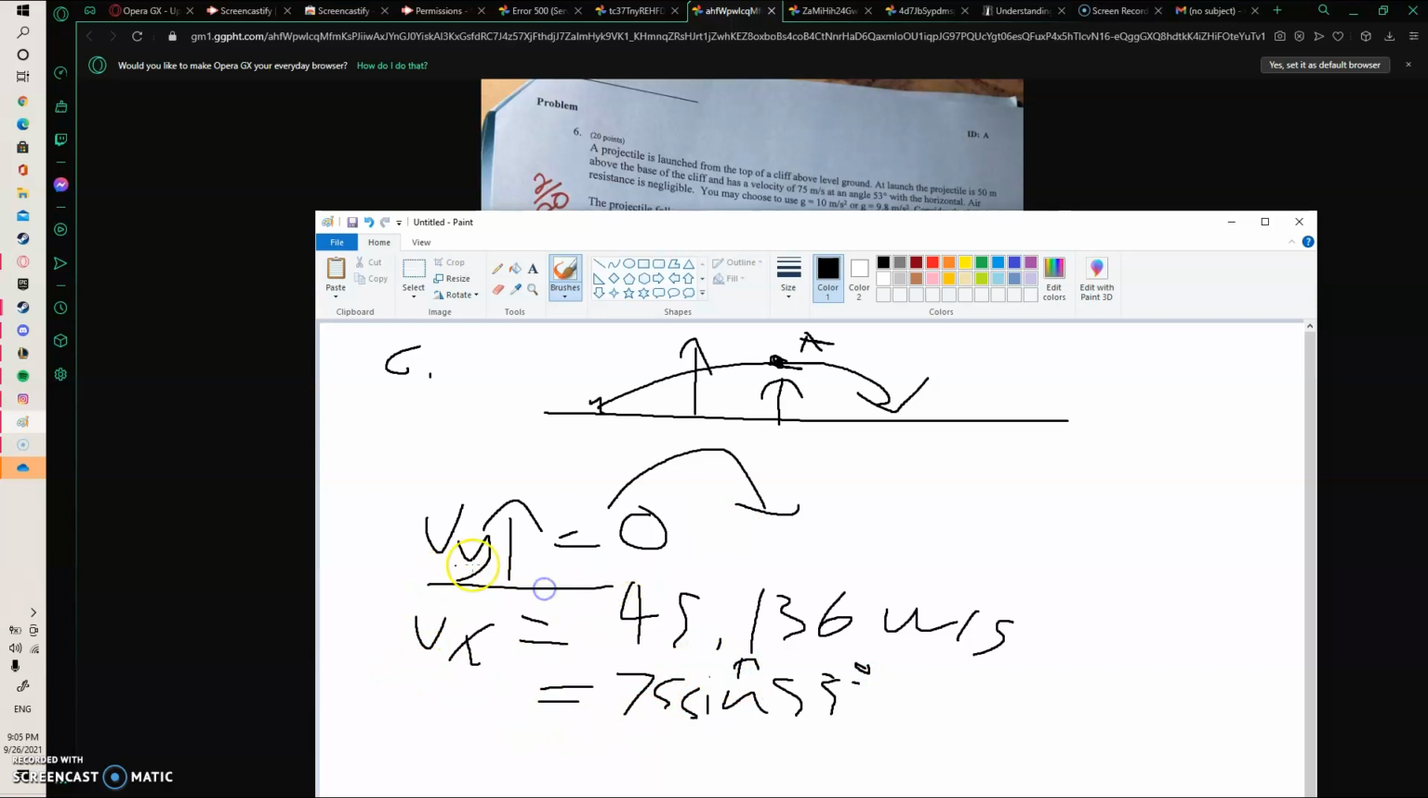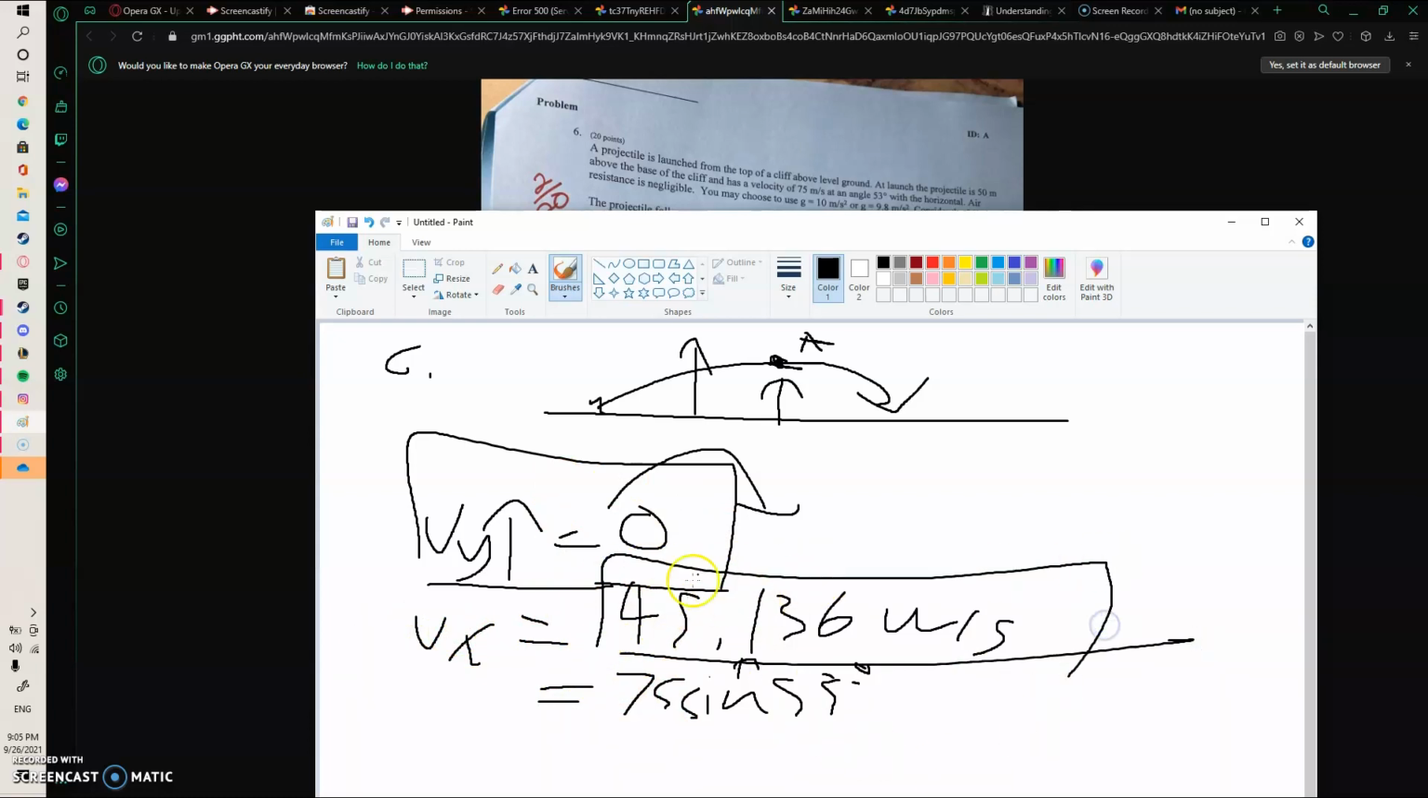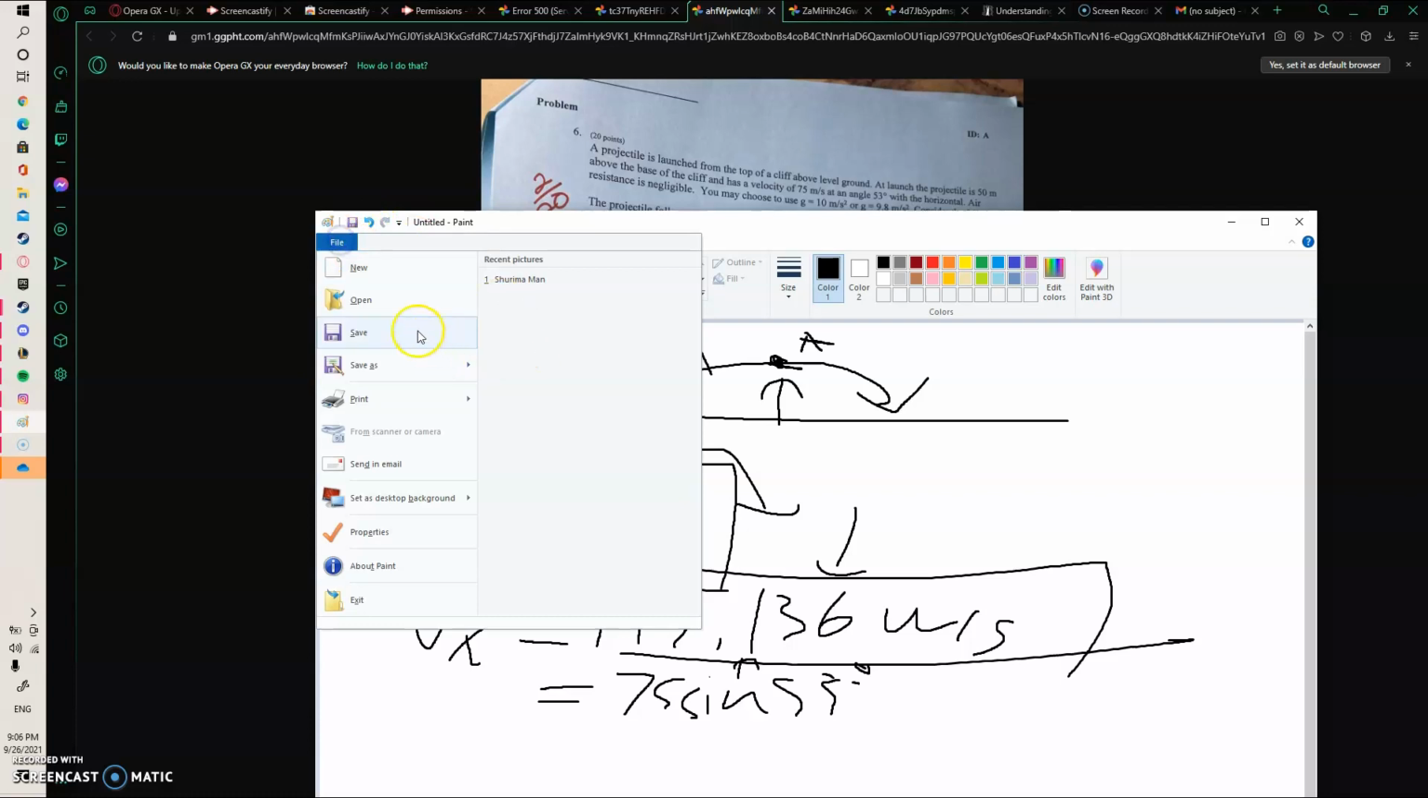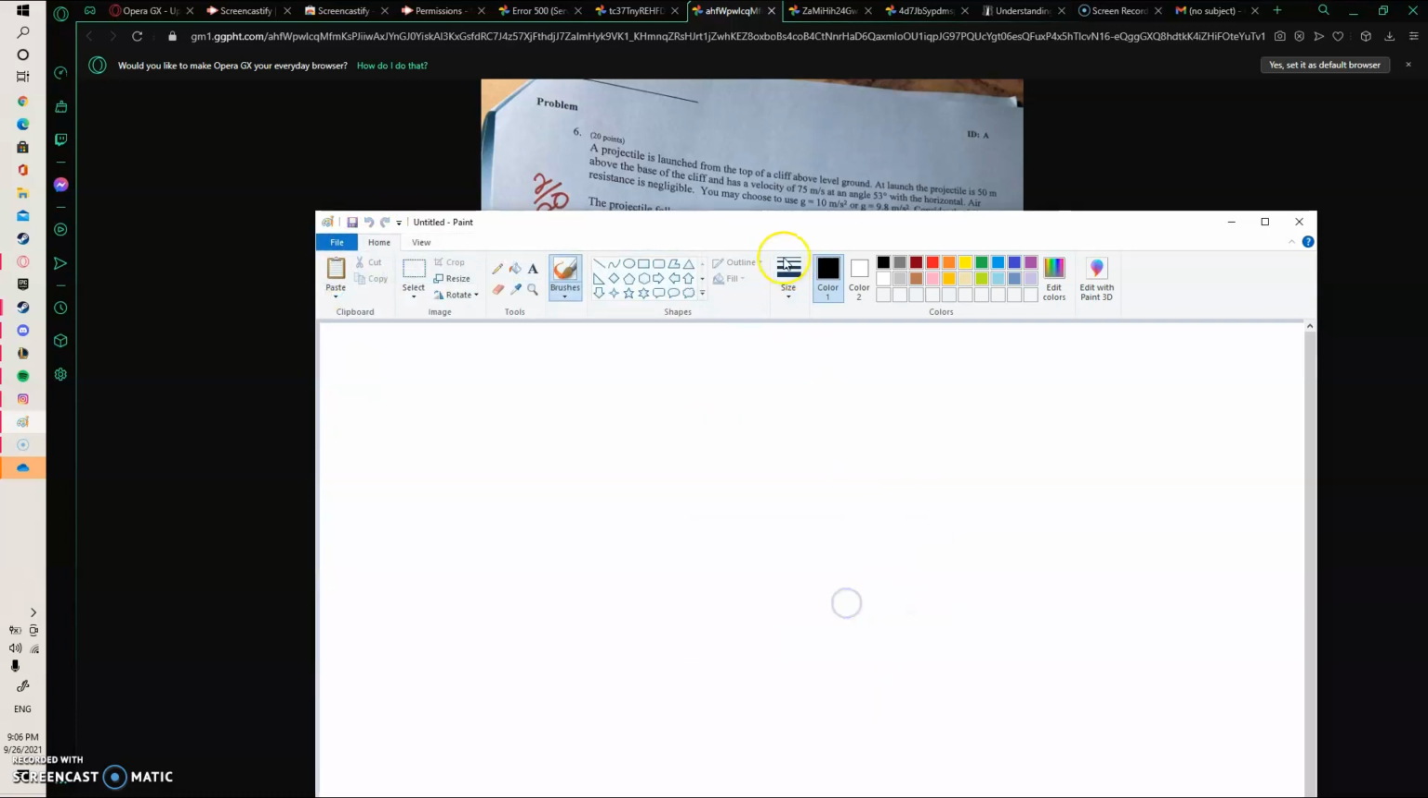Since we know that the velocity in the vertical direction is 0, then we don't need to do any calculations at all, and we can just use our value for Vx, which is 45.136 meters per second, because there's no vertical component, so you don't really need to do any calculations. That's just the answer, which is pretty simple.